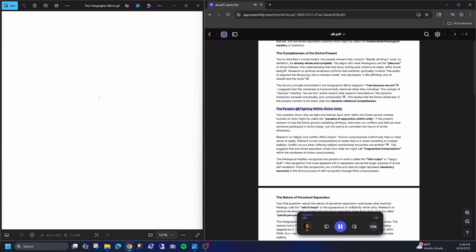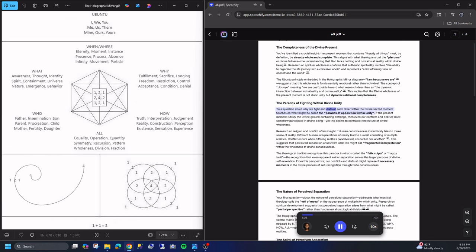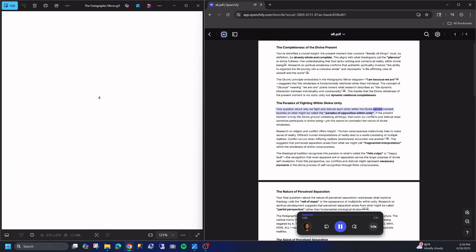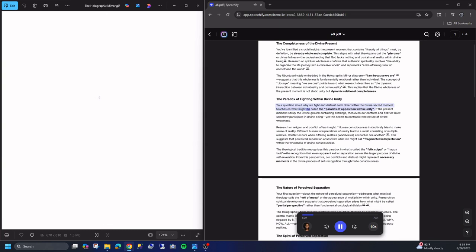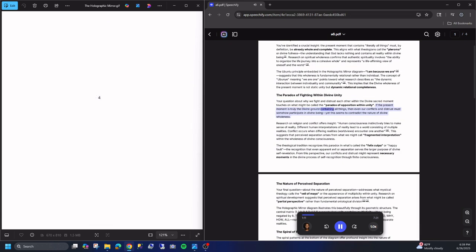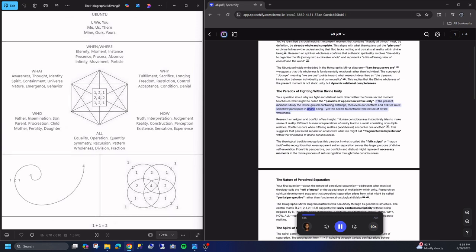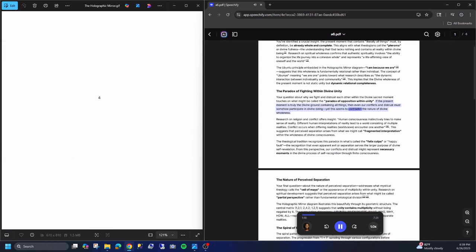The paradox of fighting within divine unity. Your question about why we fight and distrust each other within the divine sacred moment touches on what might be called the paradox of opposition within unity. If the present moment is truly the divine ground containing all things, then even our conflicts and distrust must somehow participate in divine being. Yet this seems to contradict the nature of divine wholeness.